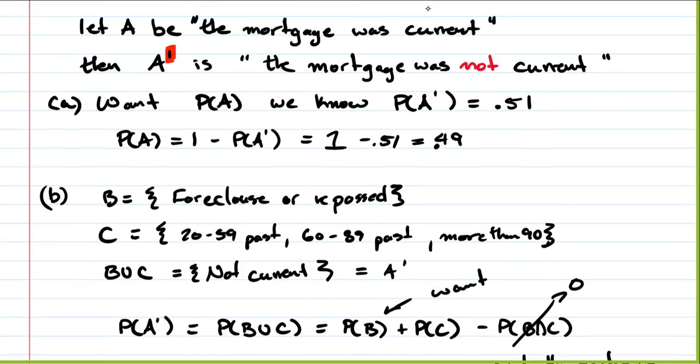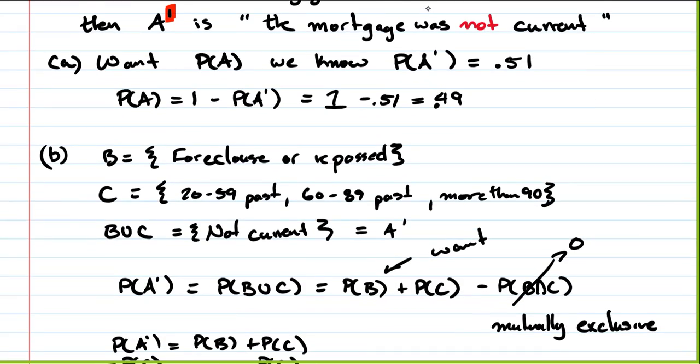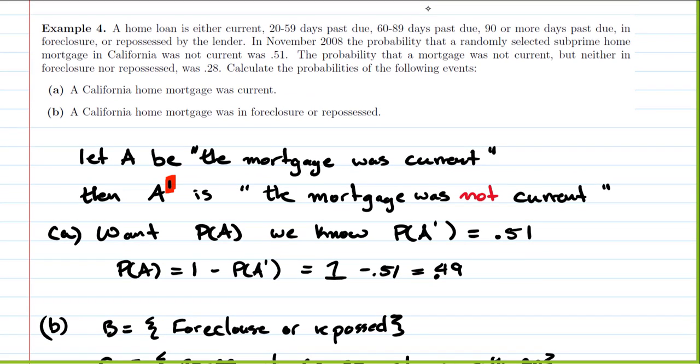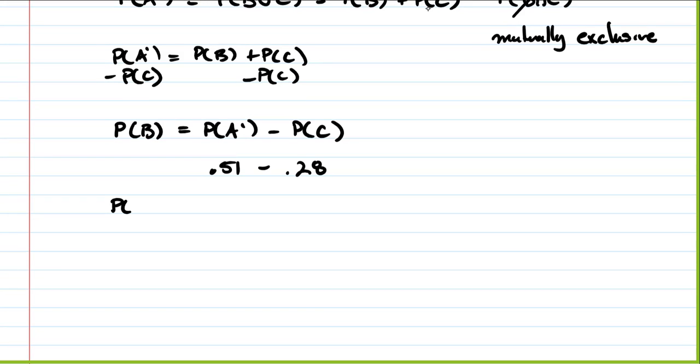And now, what is the probability of C? Well, C was not foreclosed or repossessed. Well, that's here, right? So that's going to be 0.28. So the probability then is going to be 0.51 minus 0.28. So that's going to be 0.23. So that would be our probability of that event.